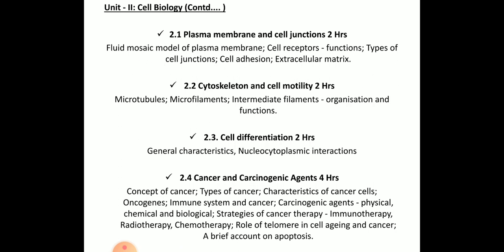Whereas in the second subunit, cytoskeleton and cell motility, here there are different types of cytoskeleton elements like microtubules, microfilaments, intermediate filaments, organization and function. So when these are combined along with these cytoskeleton elements, how the plasma membrane is held through the tissues and cells, and along with the organs also. So all those cytoskeleton elements we will be studying in the second subunit.